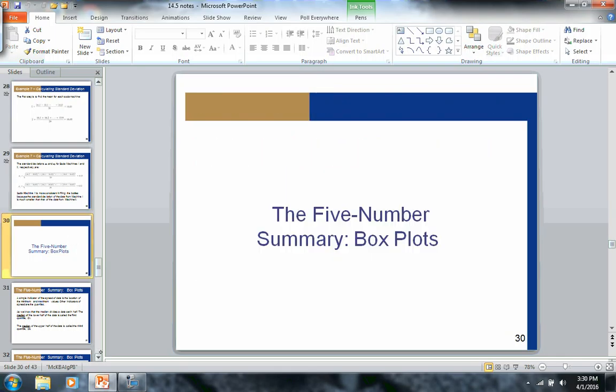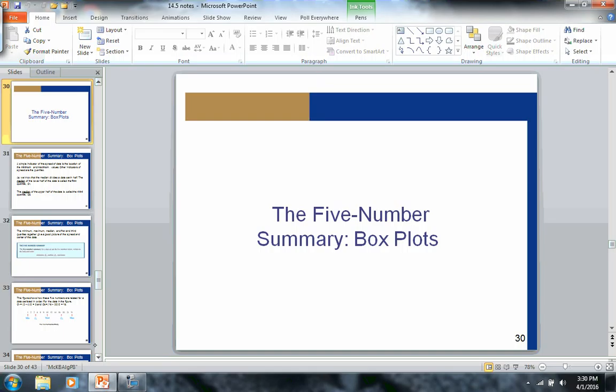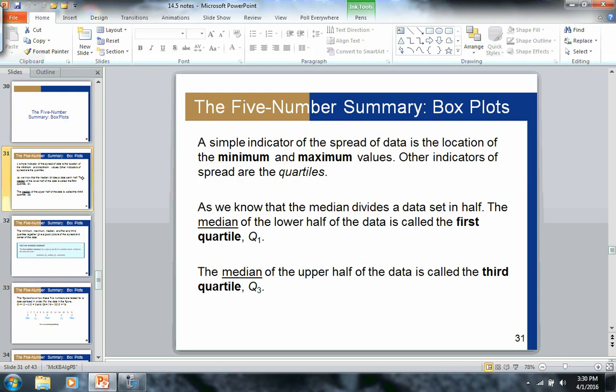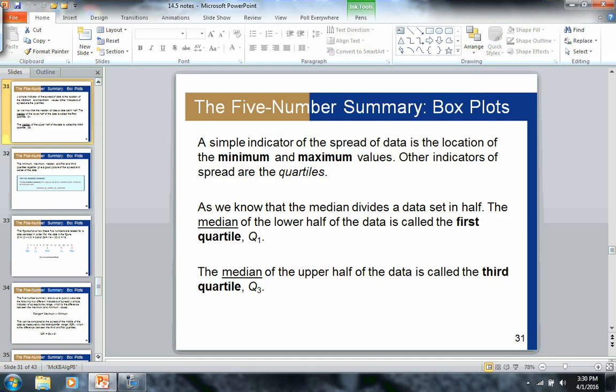Now the 5-number summary and the box plots, these all go together. These are pretty common forms of statistical analysis. You have already talked about minimum and maximum a lot in your mathematical careers. You know that minimum is the smallest number, maximum is the biggest number. So a simple indicator of the spread is the location of the minimum and the maximum. That tells us the range. If we subtract the two, we can tell how much of a range we're dealing with in our data set.